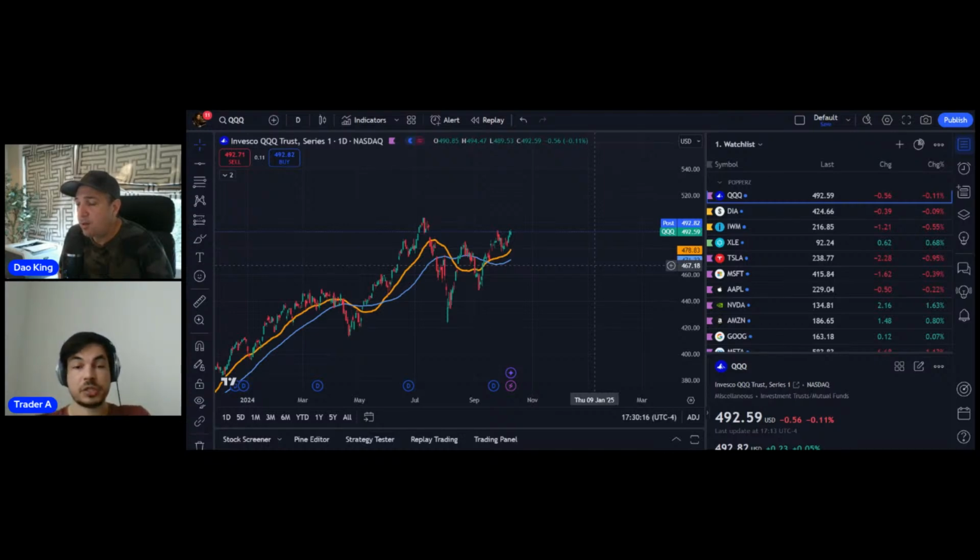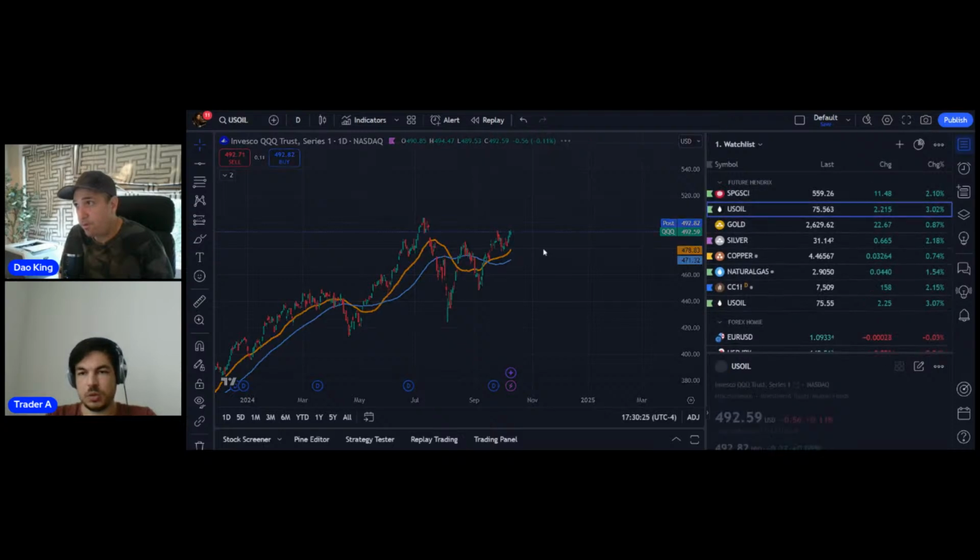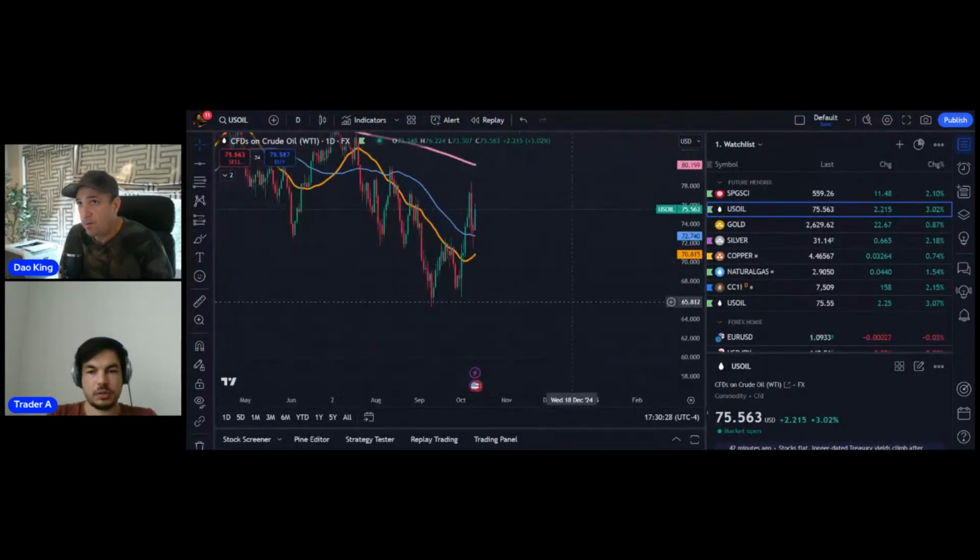But oil prices are relatively low right now, so they're up off the lows.